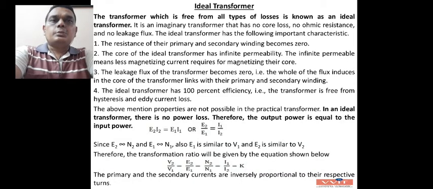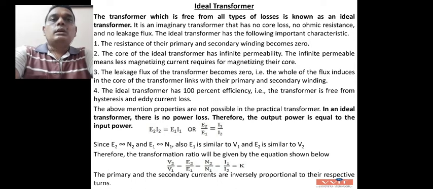What is an ideal transformer? The transformer which is free from all types of losses is known as an ideal transformer. It is an imaginary transformer that has no core losses, no ohmic losses, and no leakage flux. The ideal transformer has the following important characteristics.